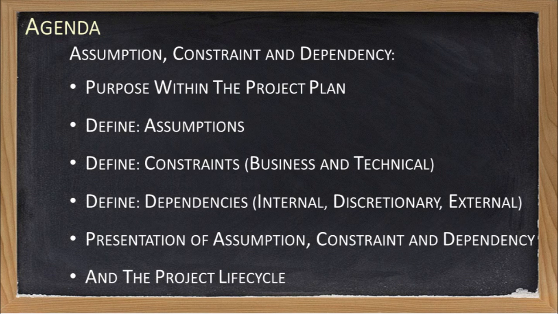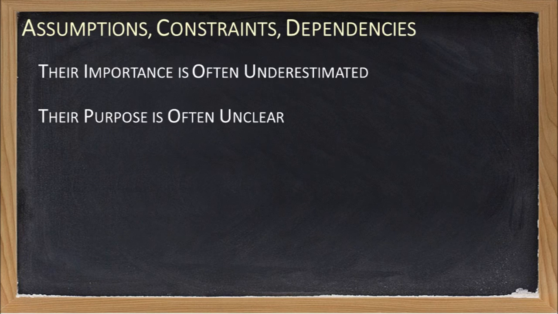In this video I would like to explore the purpose of each of these sections within the project plan, provide definitions for assumptions, constraints, and dependencies, along with some examples, then examine how you would present this information within a project plan, and finally take a look at an example of a process that could be used for managing assumptions, constraints, and dependencies throughout a project's life cycle.